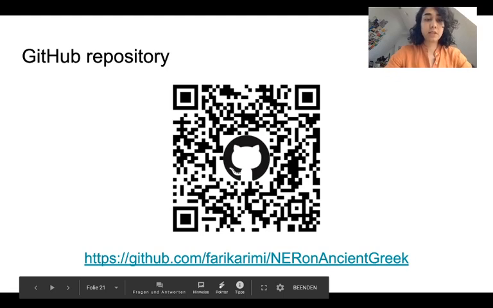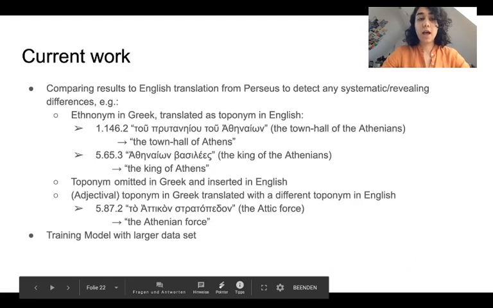So let's get to our current work. At the moment, we are comparing the results, or we already have done that, but we will continue with that, to the English translation, because we think that we are able to detect some systematic and revealing differences in the translation. For example, Chiara noticed, because she's the only one who actually knows ancient Greek, that sometimes ethnonyms in Greek are actually translated as toponyms.